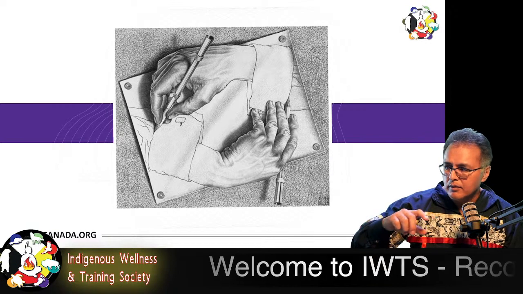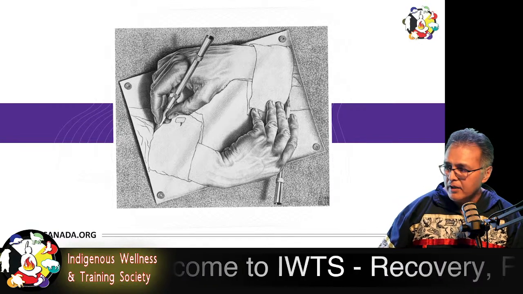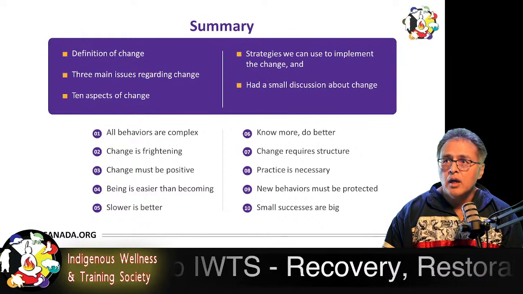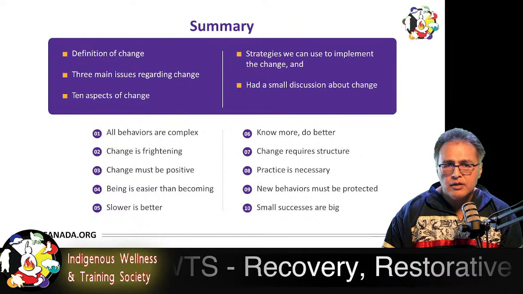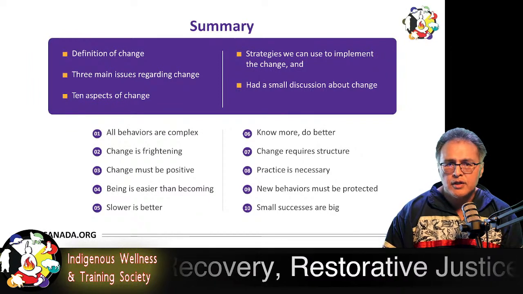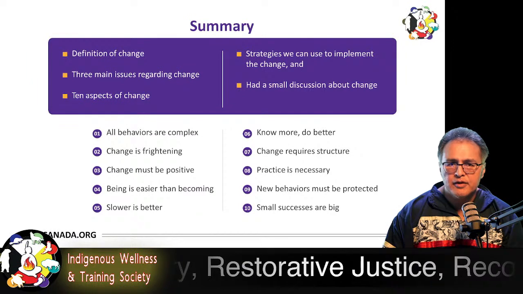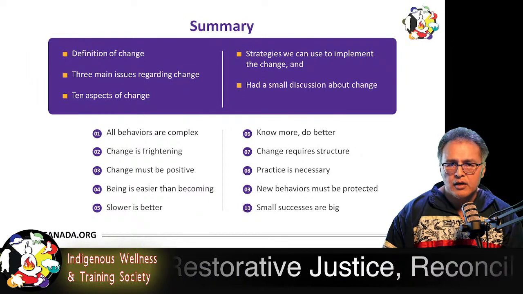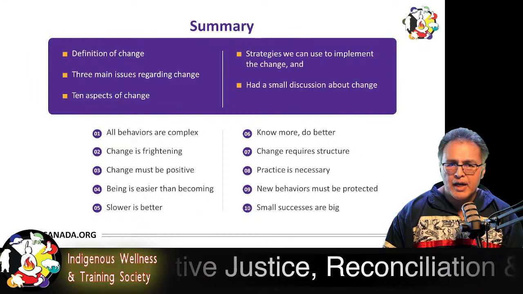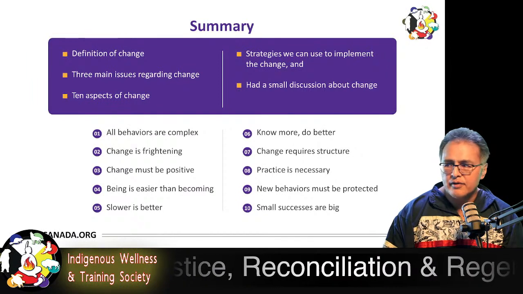See this drawing here? We're creating ourselves constantly. That's what we need to get to. So basically, we looked at the definition of change, and looked at three main issues regarding change. We looked at 10 aspects of change. We looked at strategies that we could use to implement a change, like all behaviors are complex, change is frightening, change must be positive, being is easier than becoming, slower is better. If we know more, we'll do better. Change requires structure, practice is necessary, new behaviors must be protected, and small successes are big.